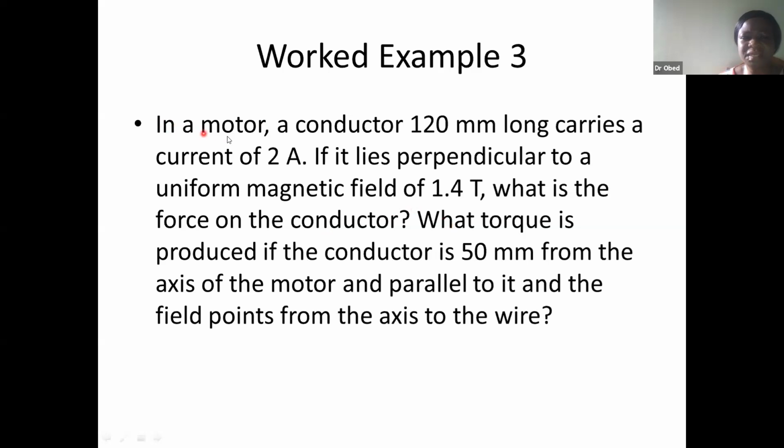I'll go through it again. In a motor, a conductor 120 millimeters long carries a current of 2 amperes. If it lies perpendicular to a uniform magnetic field of 1.4 Tesla, what is the force on the conductor? That's the first question. What torque is produced if the conductor is 50 millimeters from the axis of the motor and parallel to it, and the field points from the axis to the wire? So we go and look at the solution.